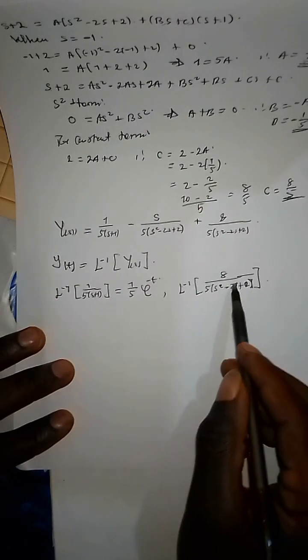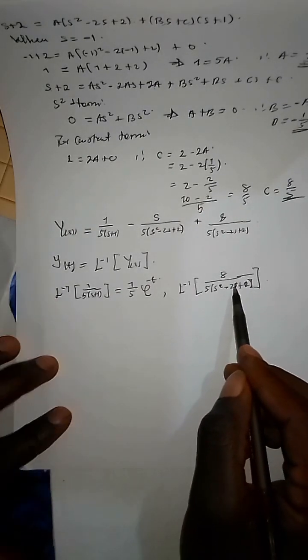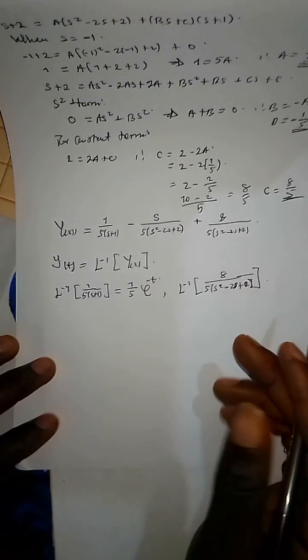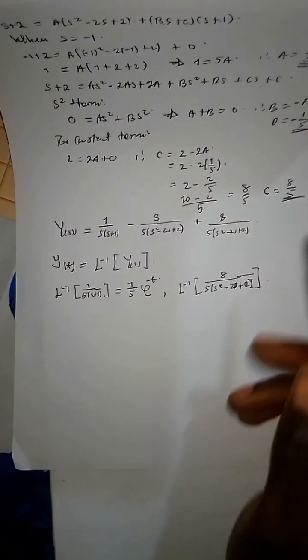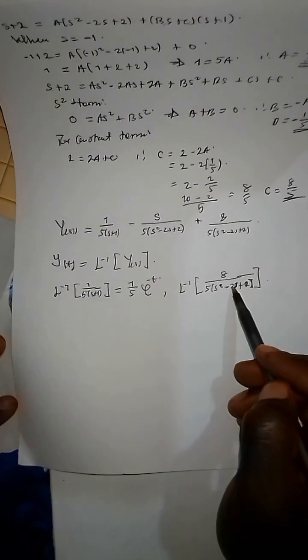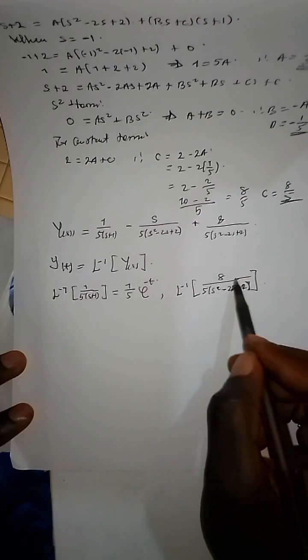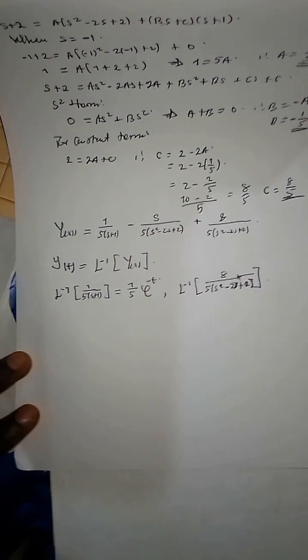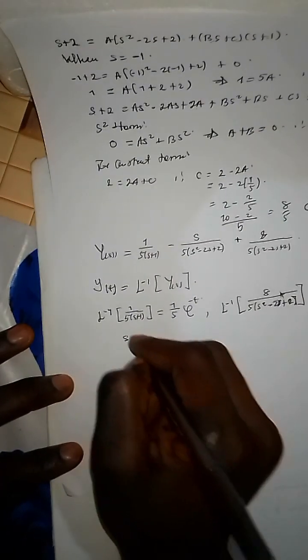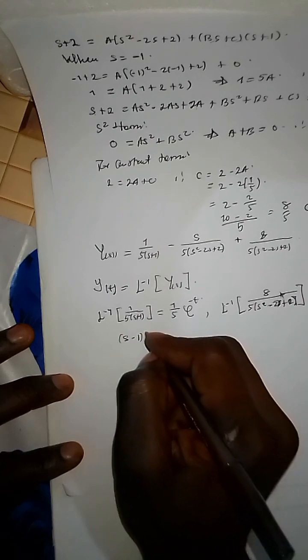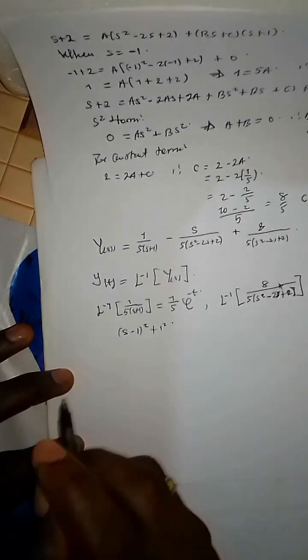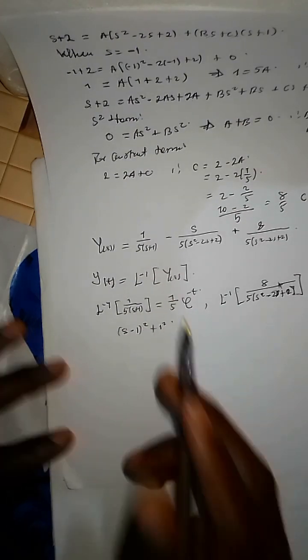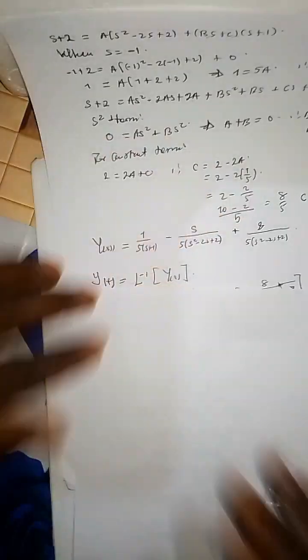Now, looking at your Laplace transform table, this denominator does not match anything on your Laplace transform table. So we can arrange this denominator. Now we are going to test s minus 1 all squared plus 1 squared. If you expand this, we are going to do that on a rough sheet of paper.